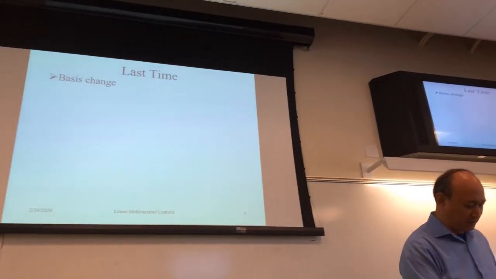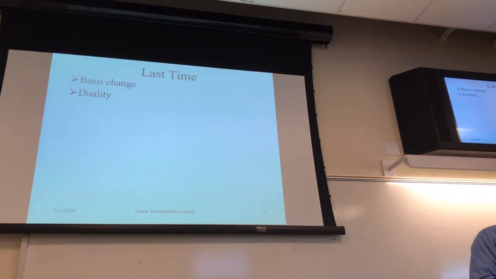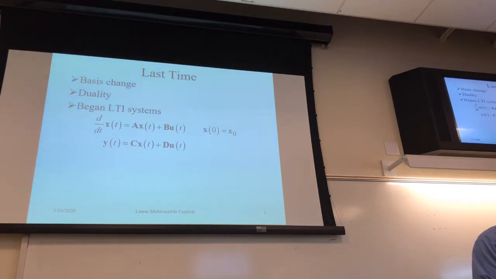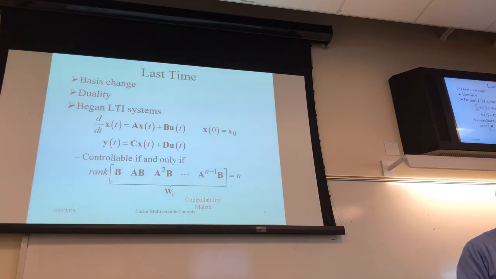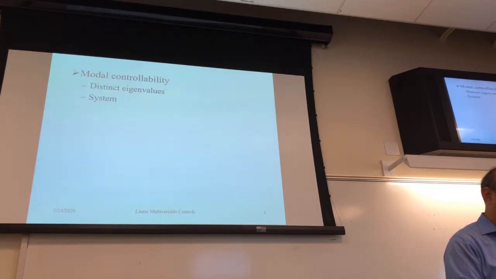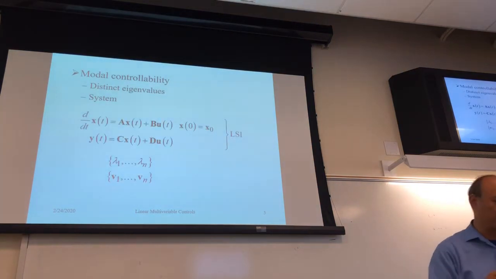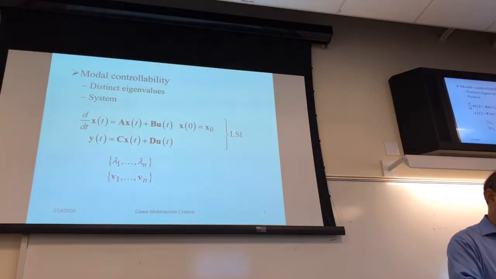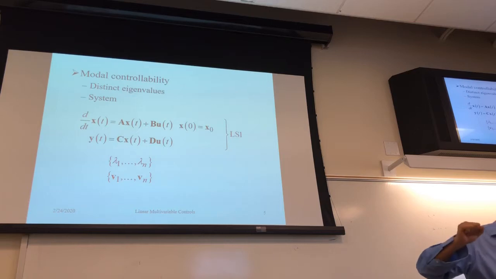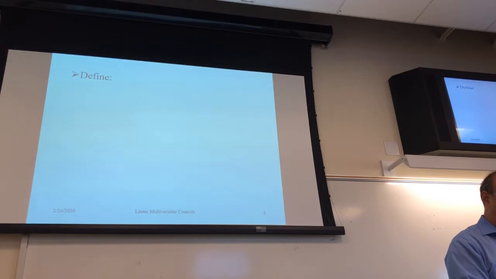So, last time we did a few things: basis change, then duality, then LTI systems. We talked about the LTI system and controllability, the if and only if controllability matrix, and observability matrices. Then we discussed modal controllability. This is also a very important concept. We talked about distinct eigenvalues and distinct eigenvectors. So that's easy. Easy to think about.